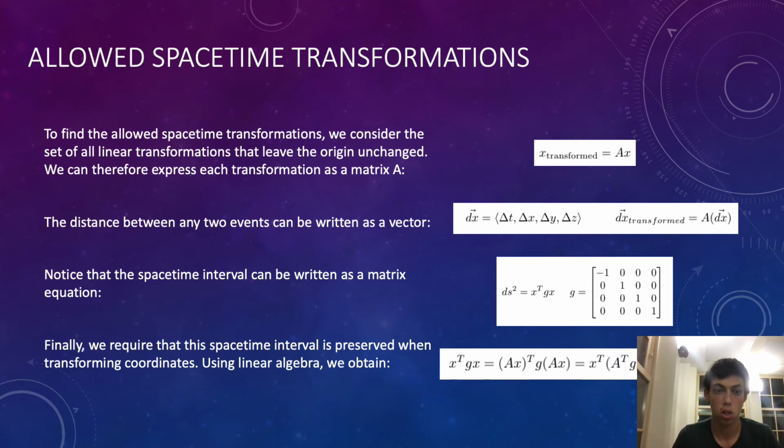Now we also notice that the space-time interval can be written as a matrix equation: ds squared equals x transpose g x, where g is this special diagonal matrix called the metric. Using linear algebra, we want to require that the space-time interval is preserved whenever transforming coordinates. So we enforce that x transpose g x is equal to the transformed coordinate transposed times g times the transformed coordinate. And this results in the equation g equals A transpose g A, so any coordinate transformation must obey this equation.